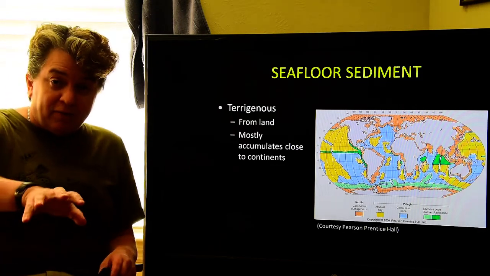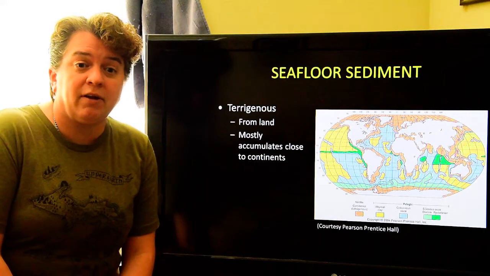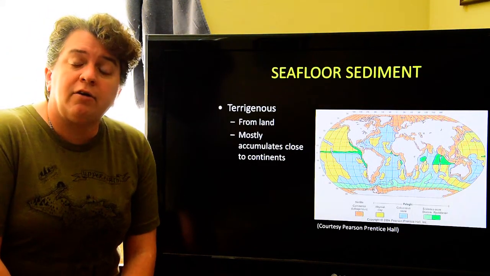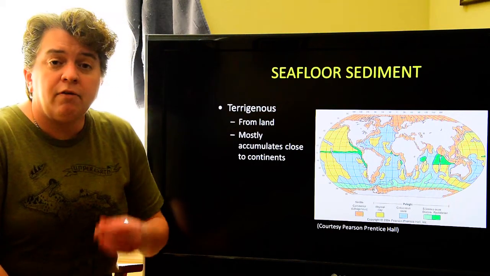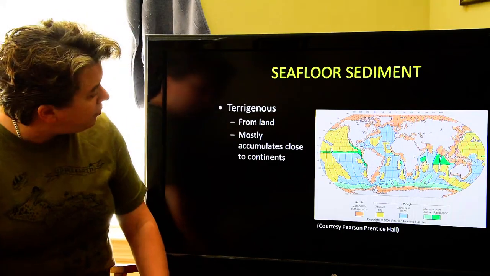Well, anyway, we left off talking about reefs, living things in the oceans, building stuff. Well, we also do get sediment accumulating in the oceans. There's two main types of sediment that accumulate in the deep ocean basins.